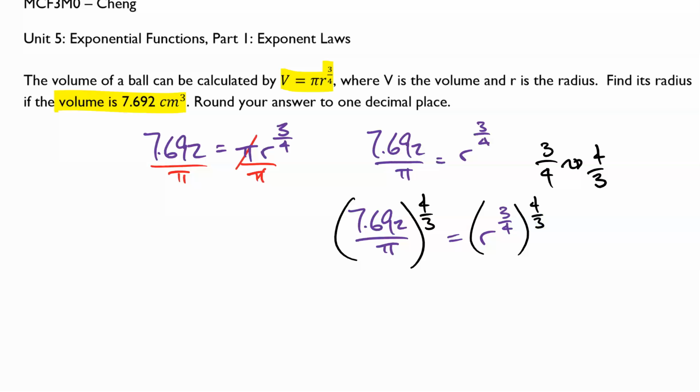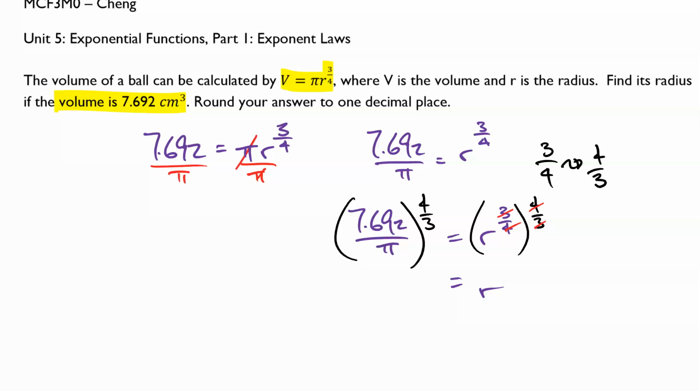Well, this will cancel out, right? The 3 and the 3 will cancel out, 4 and 4 will cancel out. And on the right side, I have r. On the left side, you're going to punch this in. Do 7.692 divided by the pi button. Hit equals. And then take that answer and raise it to the exponent 4 over 3.